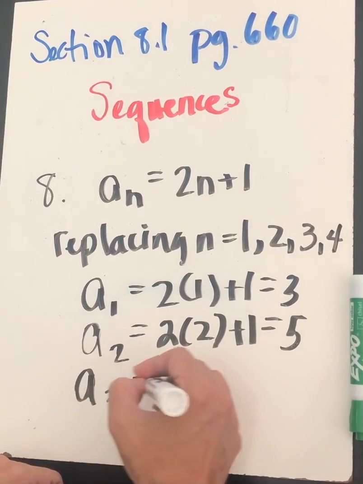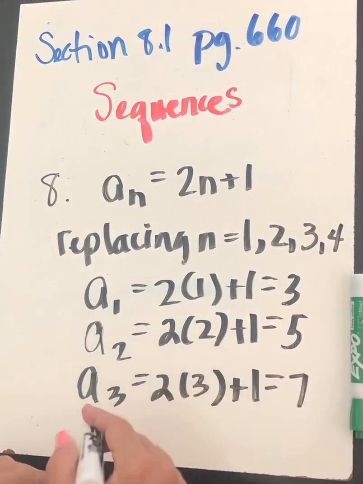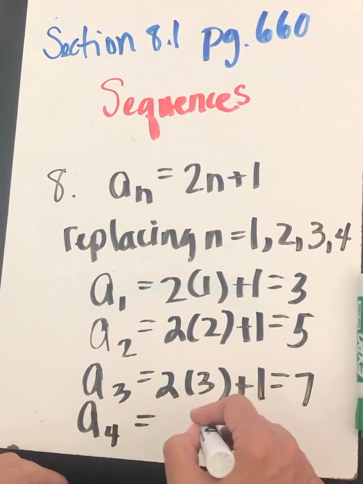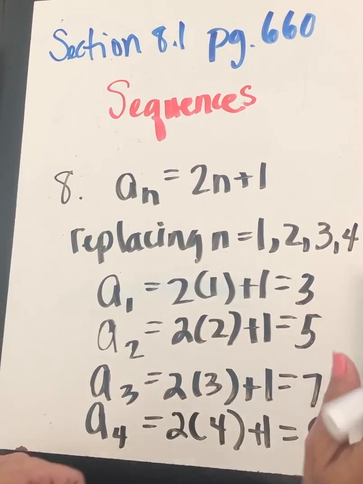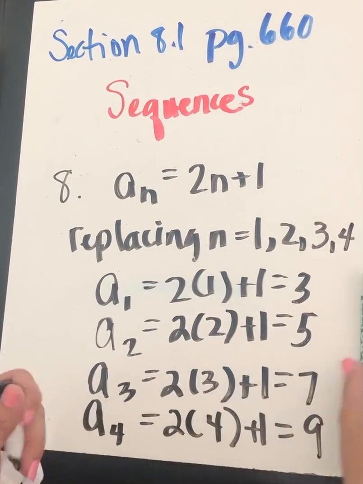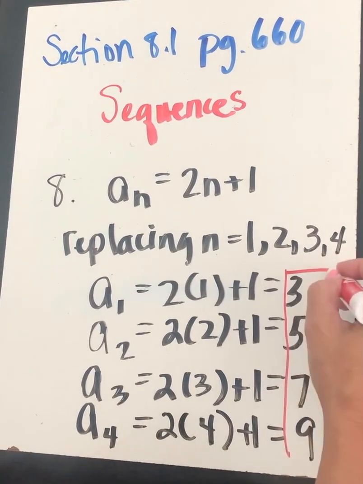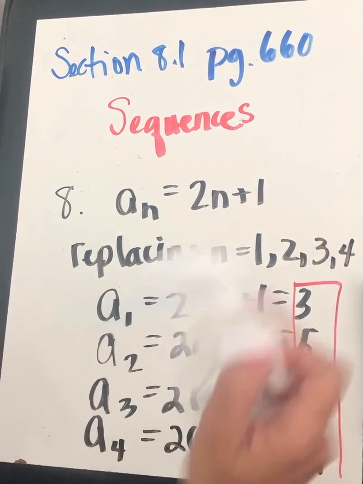The third term would be 2 times 3 plus 1, which will equal 7. And the fourth term will be a subscript 4 equals 2 times 4 plus 1, which equals 9. So these would be the first 4 terms in the sequence where n is replaced with 1, 2, 3, and 4. Okay, let's try another one similar to that.